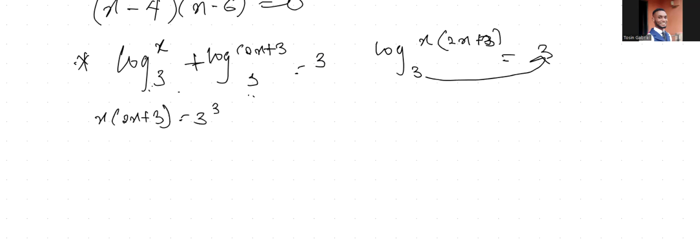This is going to be 2x squared plus 3x equals 27. If you collect the like terms, you get 2x squared plus 3x minus 27 equals 0. All right. So for this one, I'm not going to solve the quadratic equation. I want you to solve it and drop your answer in the comment section.